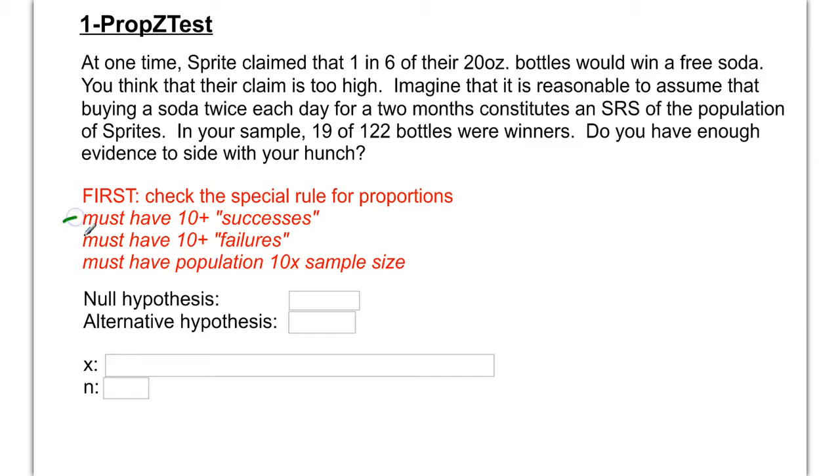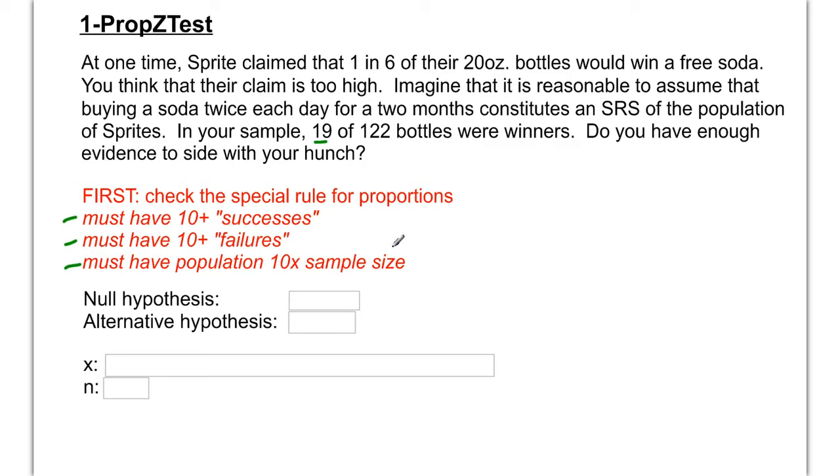You always need to look for 10 successes or more, 10 failures or more, and you have to make sure that you're pulling from a large enough population. If your population is too small, it's going to skew your results. So in the first example, 10 successes, we have 19, so no worries. 10 failures, we have over 100 failures, so we're good there.